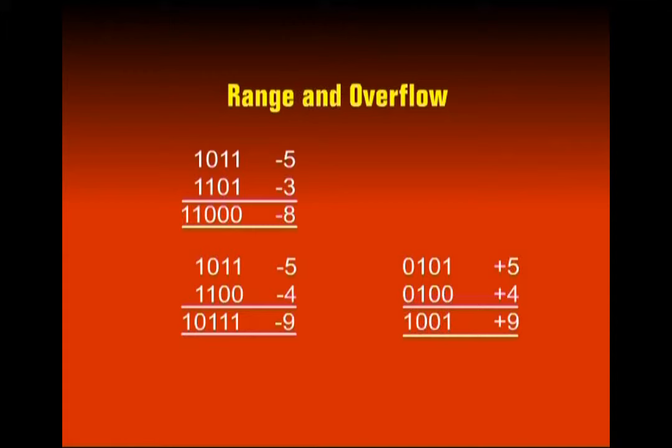Now, observe the sign bit. It is 1, which means the number is negative, which is incorrect. So when you add 2 negative numbers using 2's complement representation, the answer should again be a negative number. So the sign bits of the 2 input numbers and the sign bit of the output number should be the same. Now if you add 2 positive numbers, the result should be positive. So the sign bits of the 2 inputs as well as the result should all be zeros.